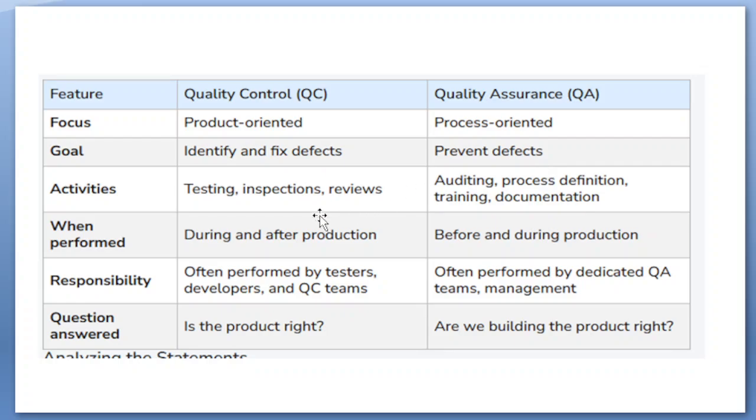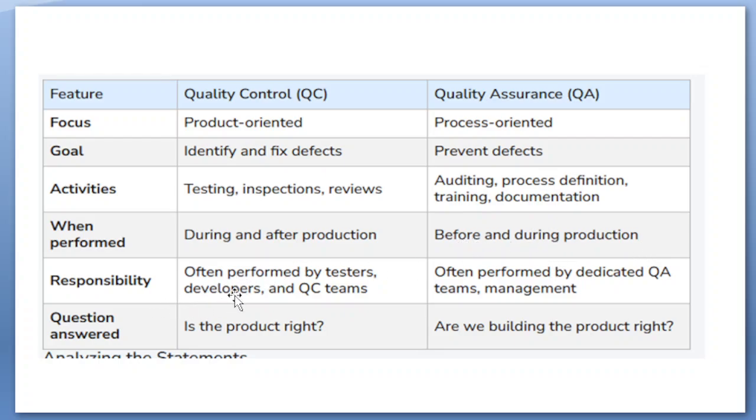It is actually preventing. What are the activities followed in quality control? Testing, inspections, and reviews are conducted in quality control, but in quality assurance, auditing, process definition, training, and documentation are done. When is quality control performed? During and after production. For each and every production, quality control is performed. But quality assurance is done before and during production.